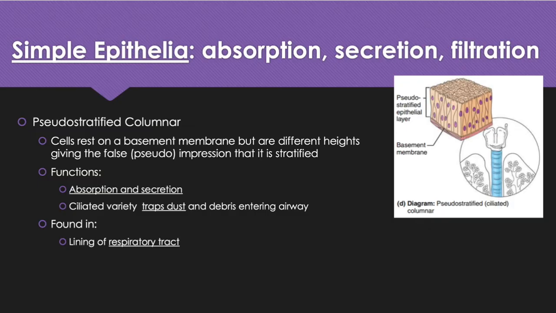These are going to help with absorption and secretion. And then we have these in the lining of our respiratory tract that have cilia that will help trap dust and debris that might enter your airway.